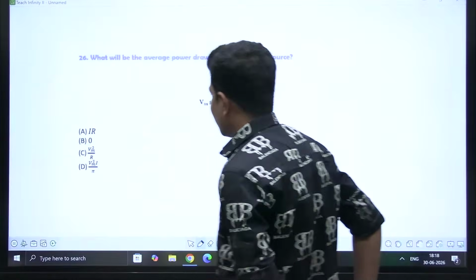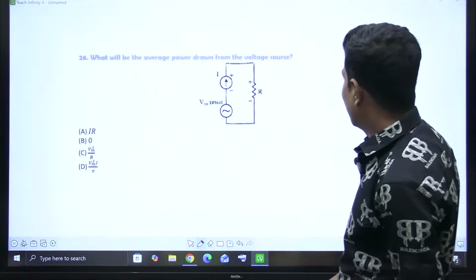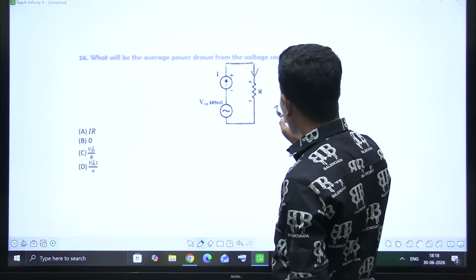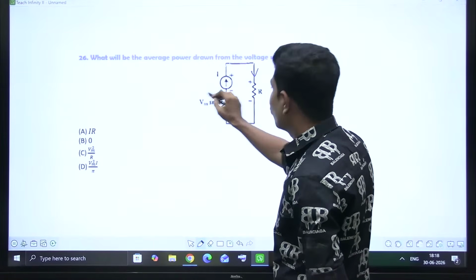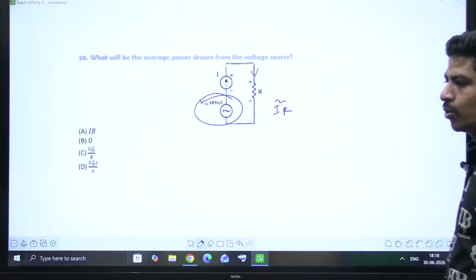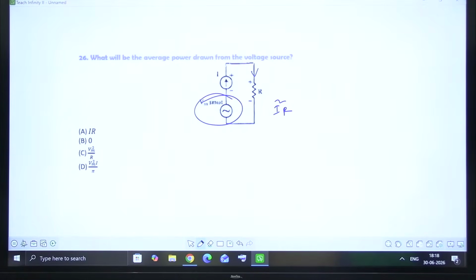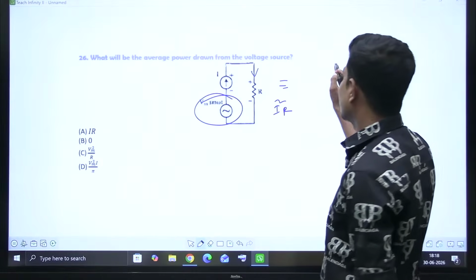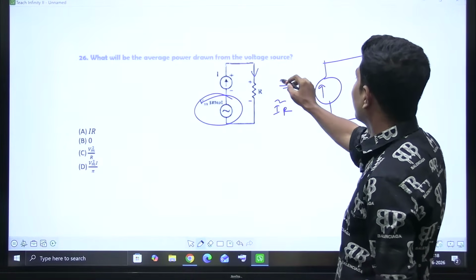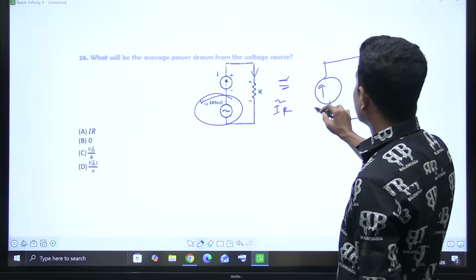Yes. See, very simple. See, this current is I. What is the power in that? I square R. Nothing to do with this source. As I told you, if there is a voltage source in series with current source, forget about voltage source. That is nothing to do. Means this circuit is equivalent to this circuit. Equivalent, I'm writing, not exactly equal. This is I, this is R.